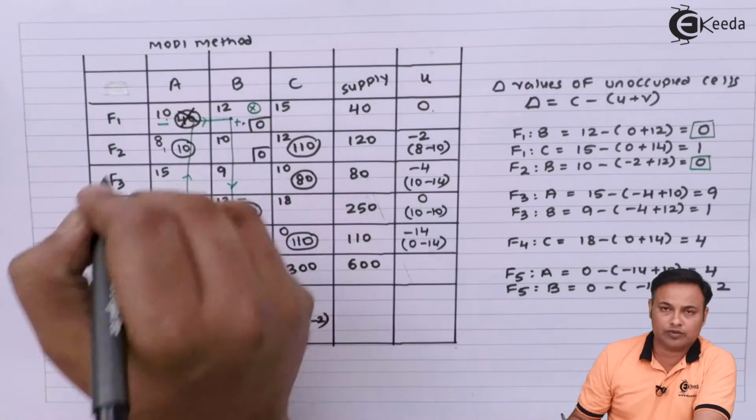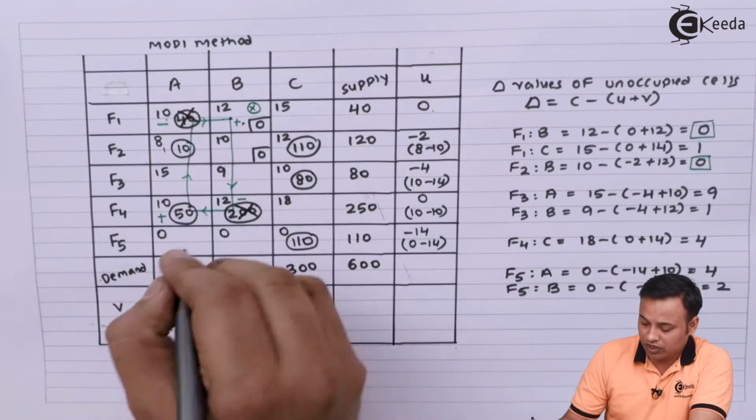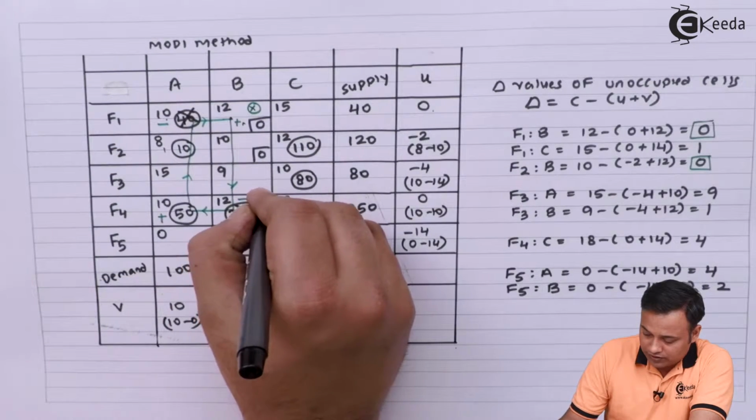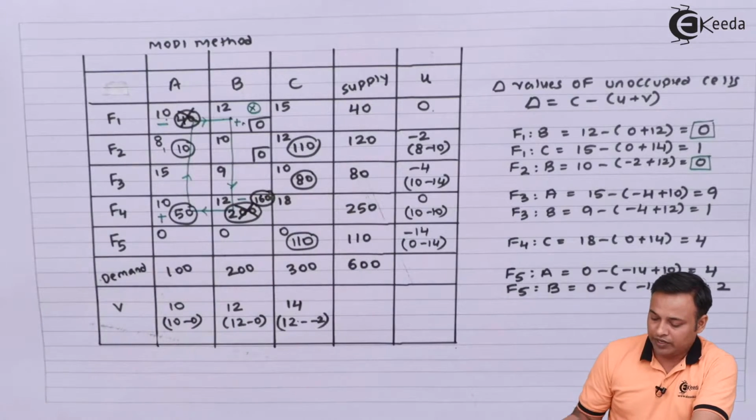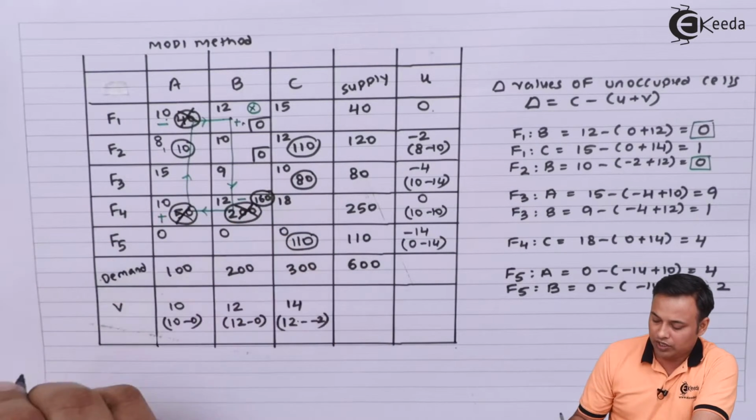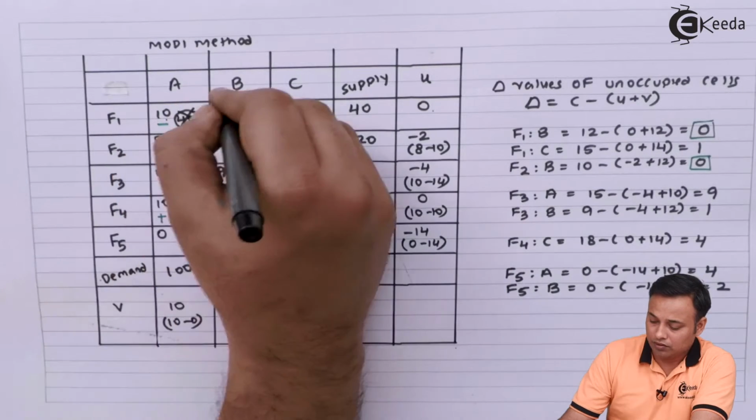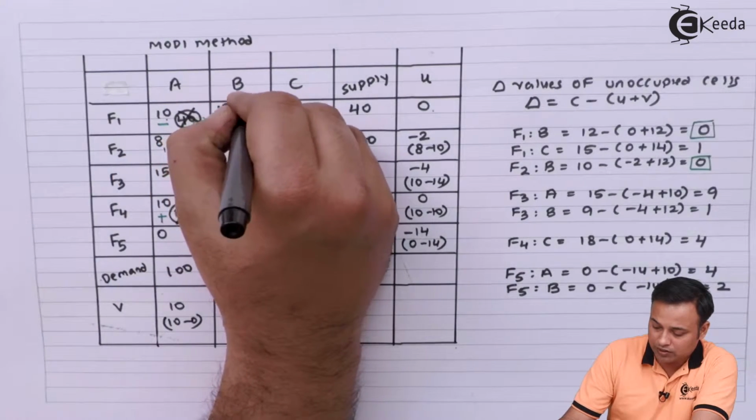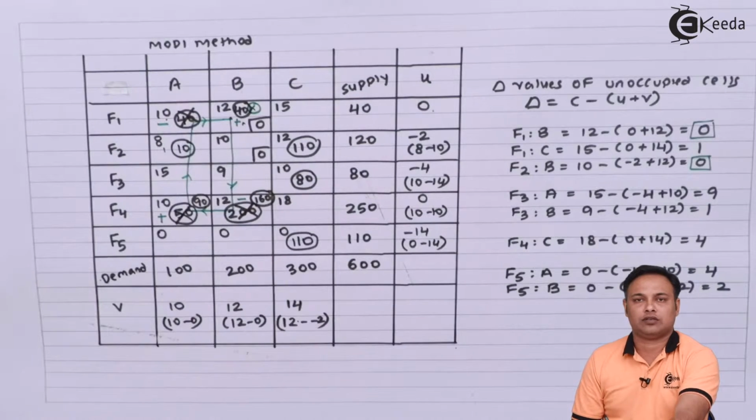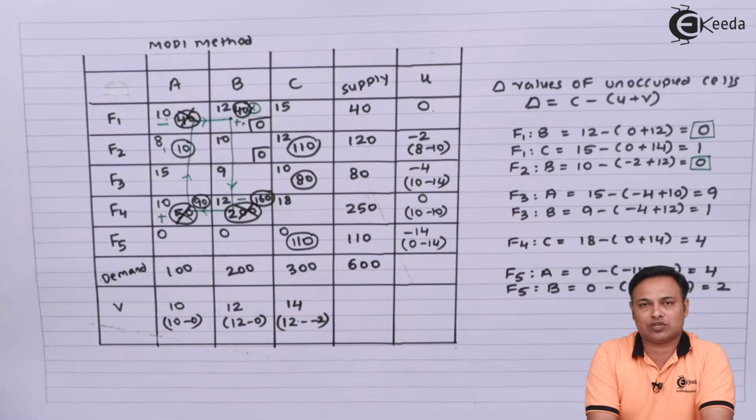40 minus 40 will be 0. 200 minus 40 will be 160. And here it will be 50 plus 40, 90. And here on the unoccupied cell there will be 40. So we have obtained a new solution now.